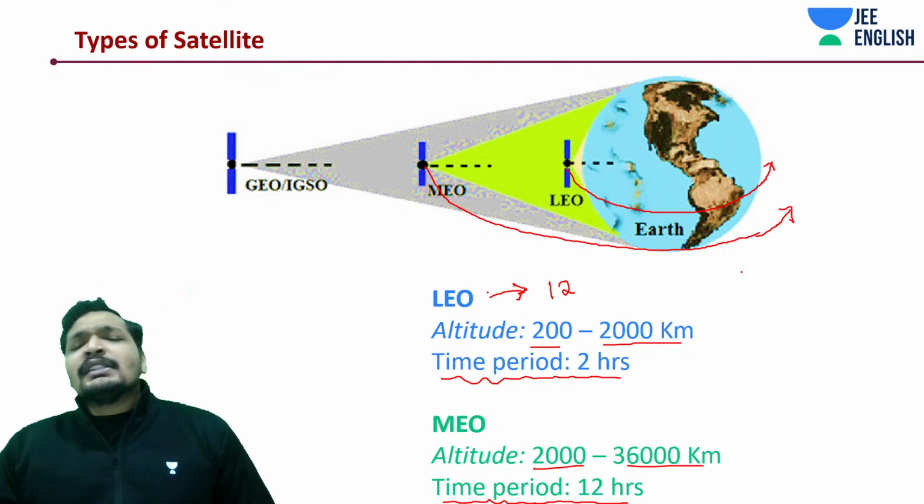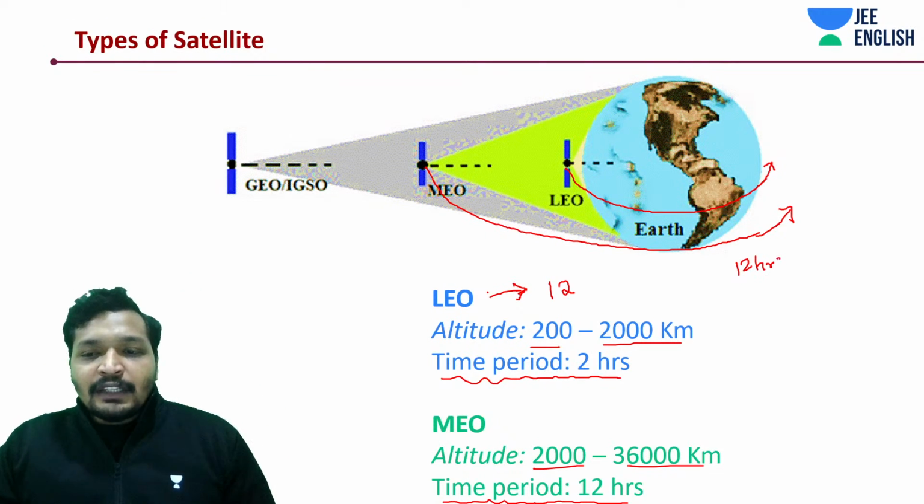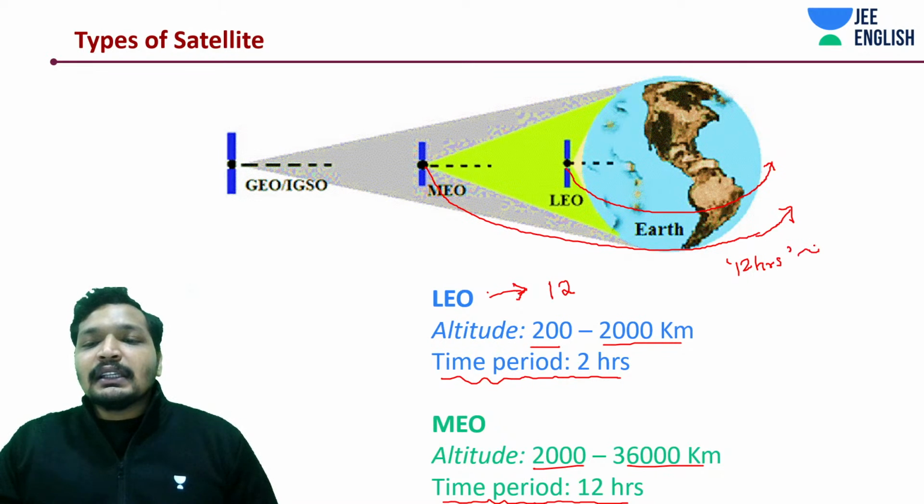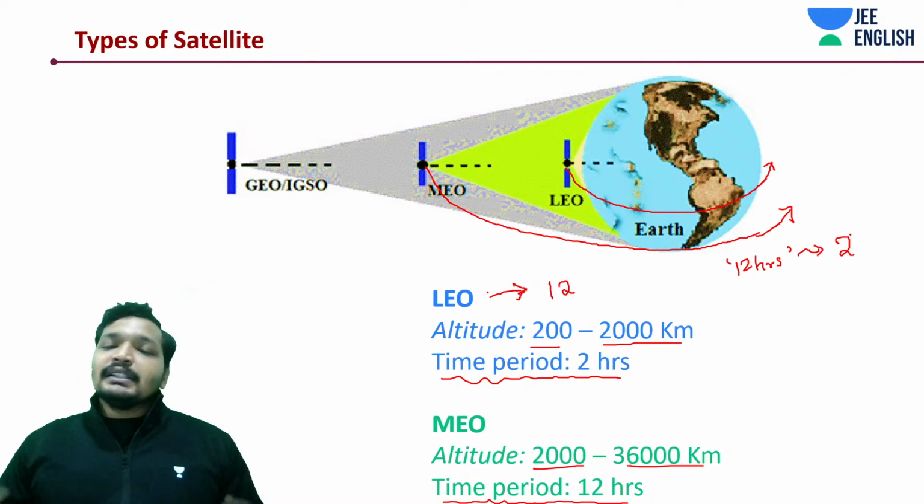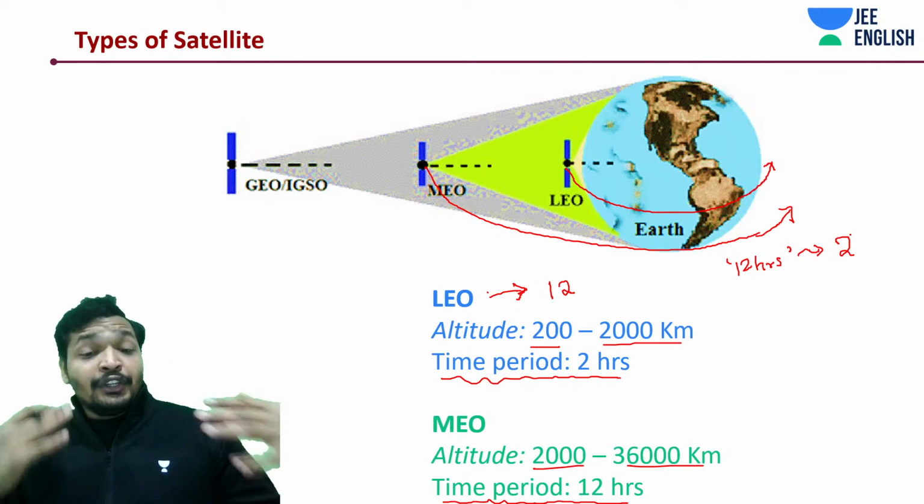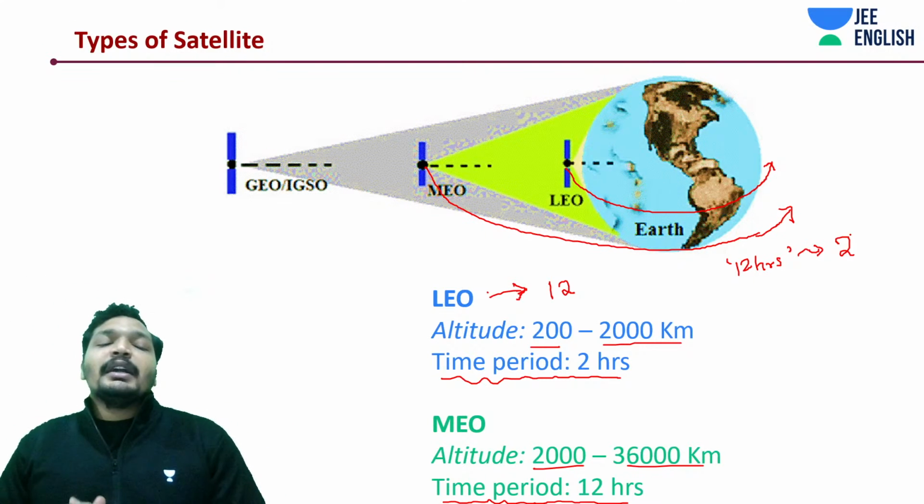So MEO is something which takes 12 hours to complete one revolution. That means it's going to complete only 2 revolutions before Earth completes a day. So LEO is going to make 12 revolutions around Earth, whereas MEO is going to make 2 revolutions.